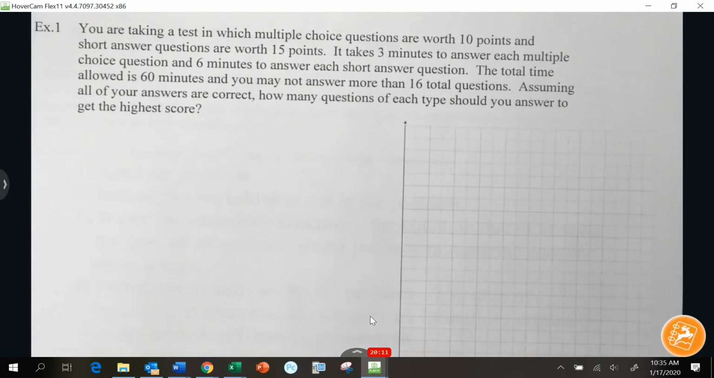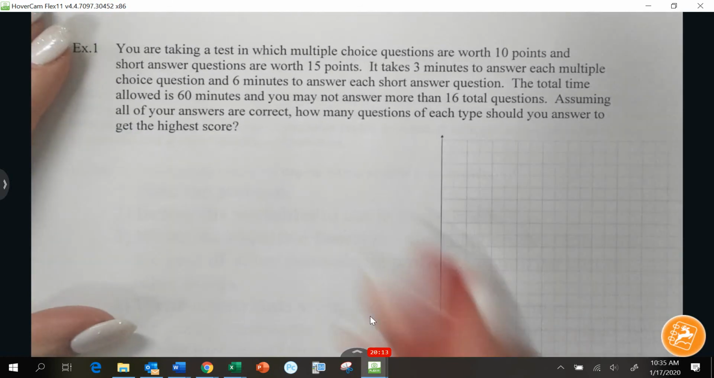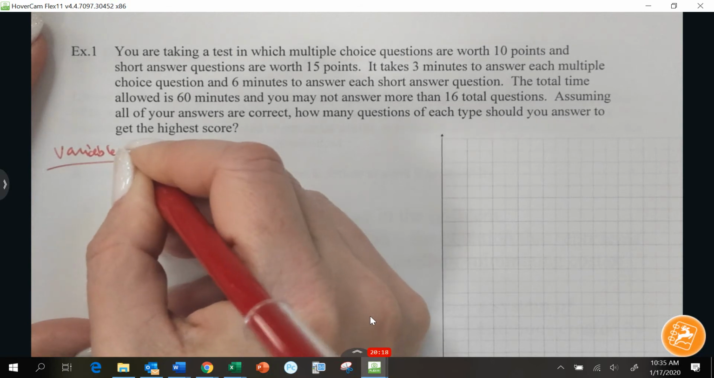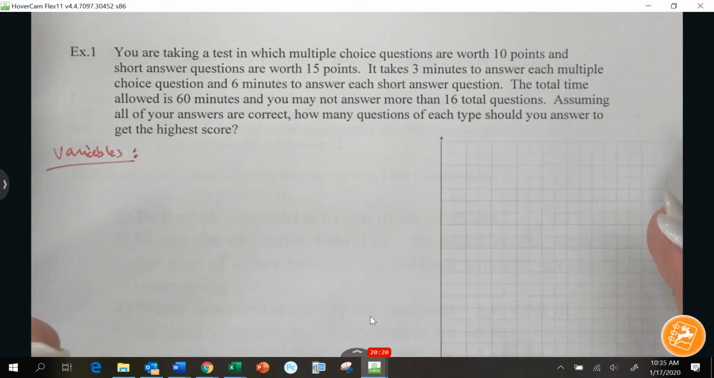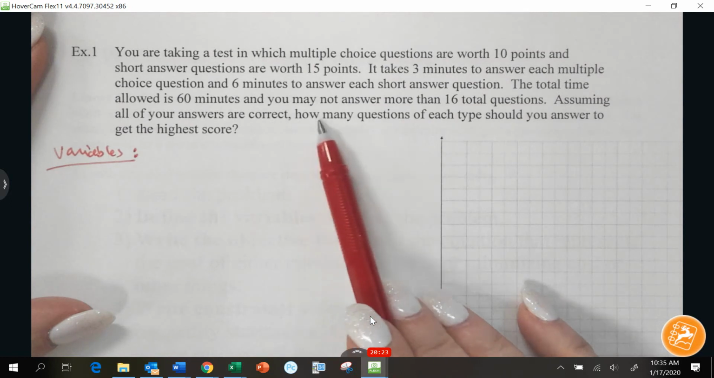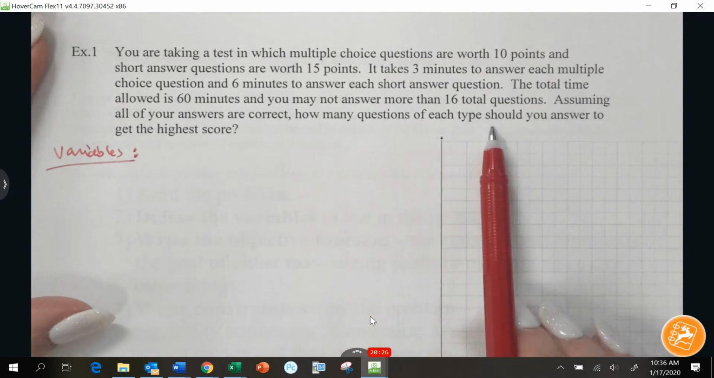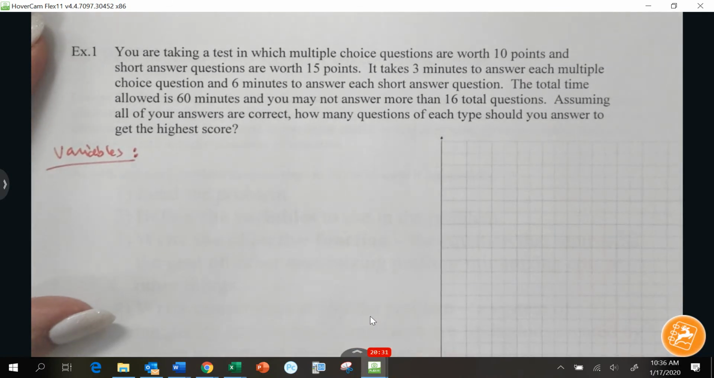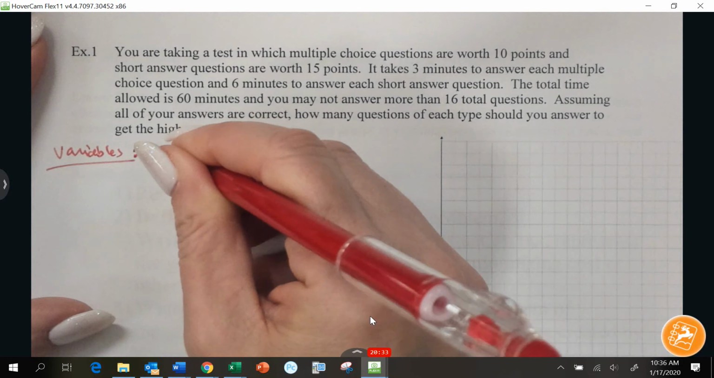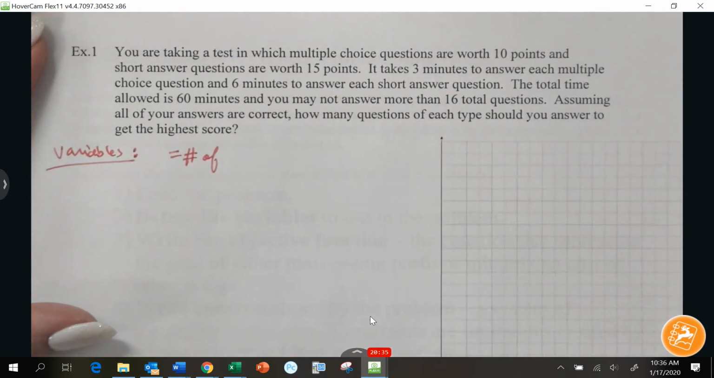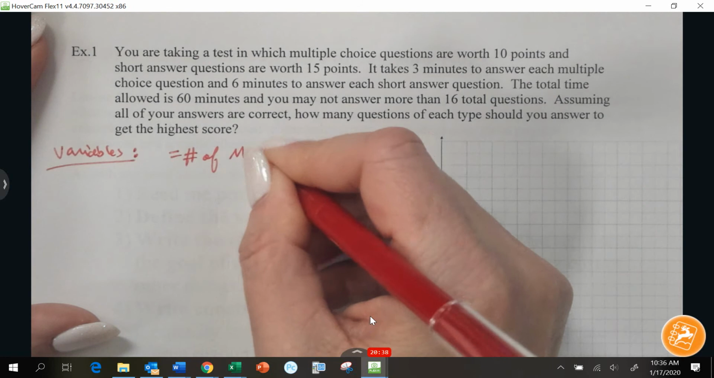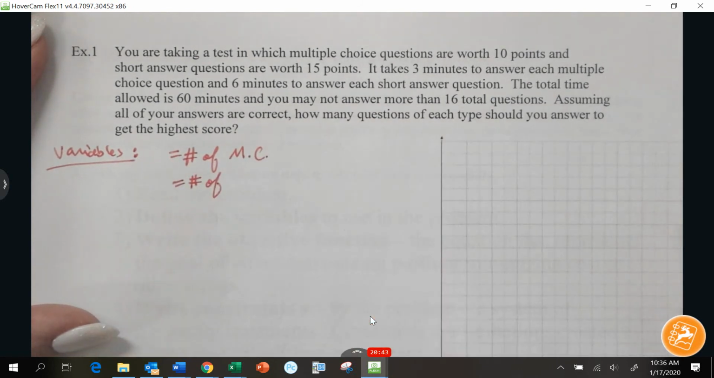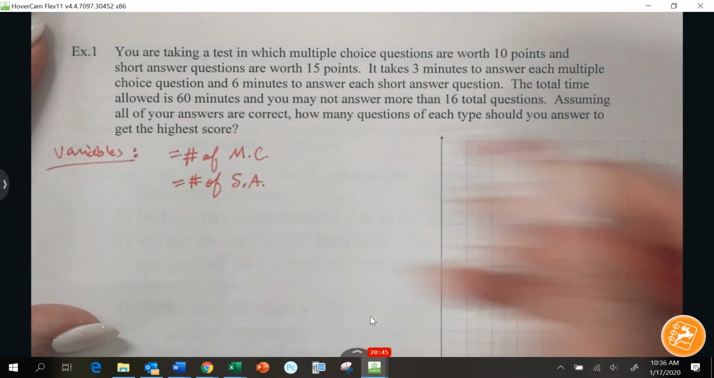All right, let's start with variables that we need to define. What are we trying to find? How many questions of each type should you answer to get the highest score? Number of what? What kind of questions? Number of MC. We also want the number of short answer, essay. Is that okay that I'm writing those like that?